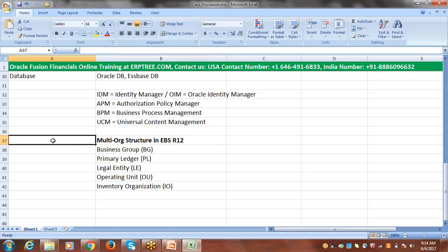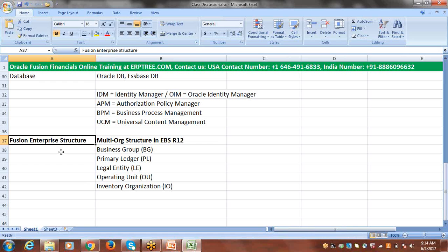Similar to this multi-org structure, we have a hierarchy in Fusion applications. Whatever structure we have in Fusion, we call that the enterprise structure, or Fusion enterprise structure. This is the EBS multi-org.